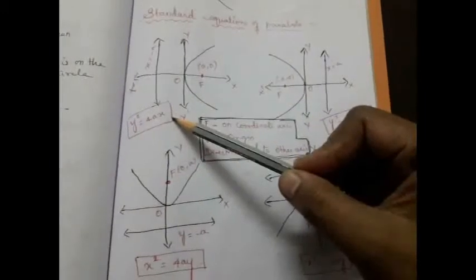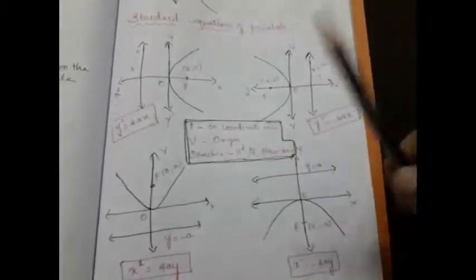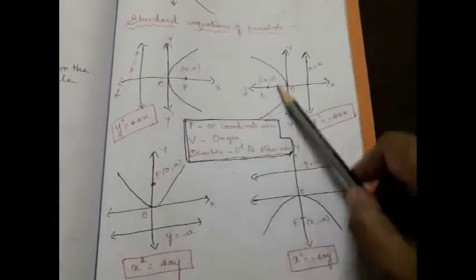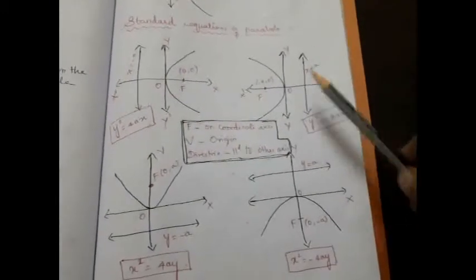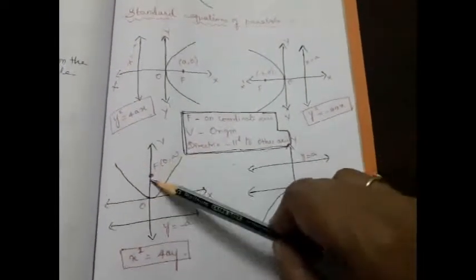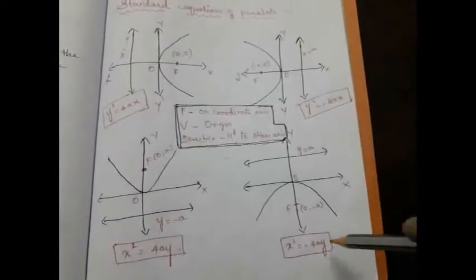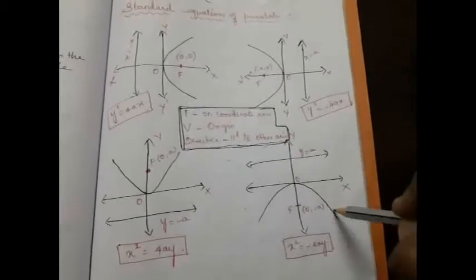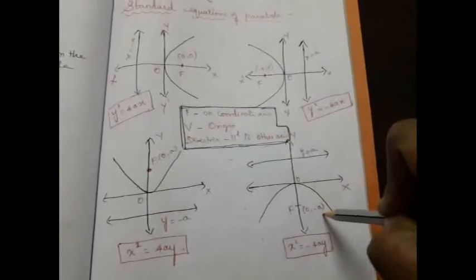y squared equals 4ax opens towards the right. Its focus is (a, 0) and the directrix is x equals minus a. y squared equals minus 4ax opens leftward, so its focus is (minus a, 0) and x equals a is the directrix. x squared equals 4ay opens upward and its focus is (0, a), y equals minus a is the directrix. x squared equals minus 4ay opens downward, y equals a is the directrix and the focus is (0, minus a).